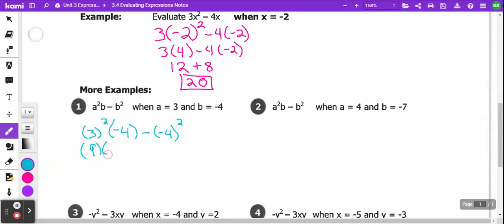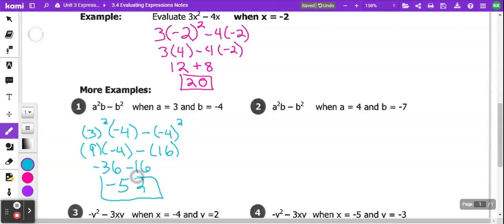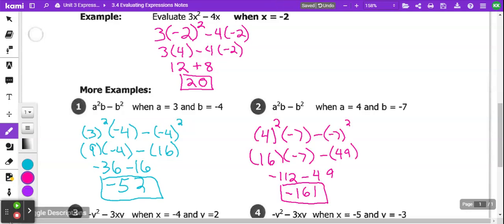So that will be 9 times negative 4 minus, and I can right there do negative 4 squared because I can do my exponents at the same time. So negative 4 times negative 4 is positive 16. Now I can multiply 9 times negative 4, which is negative 36. So I had negative 36. I don't really need those parentheses anymore. Negative 36 minus 16, they're both negative, so I will get a negative 52. Now try number 2 and check it with the Edpuzzle video.